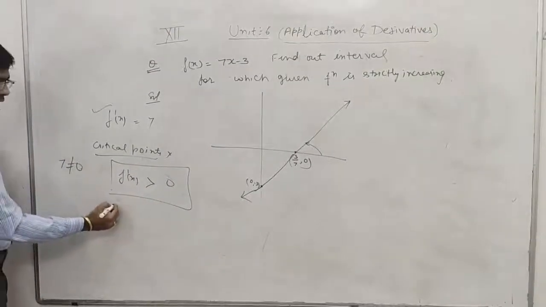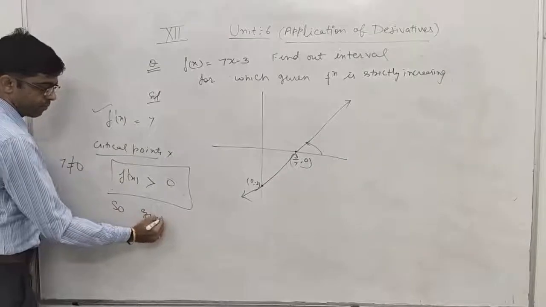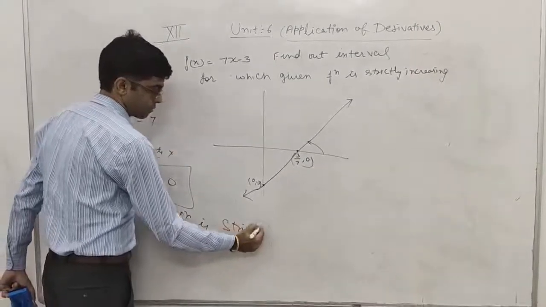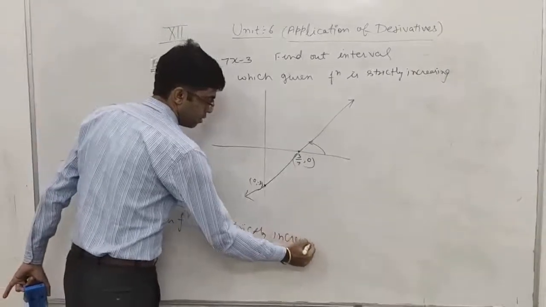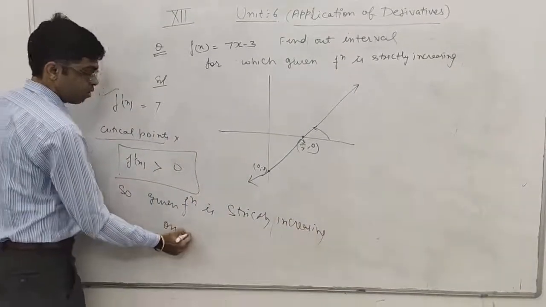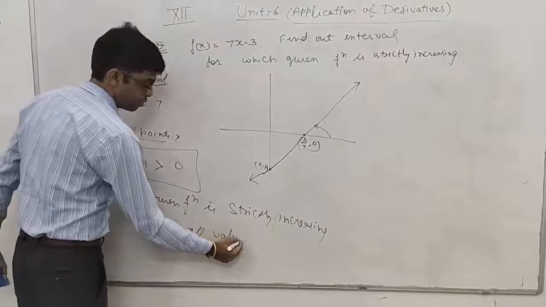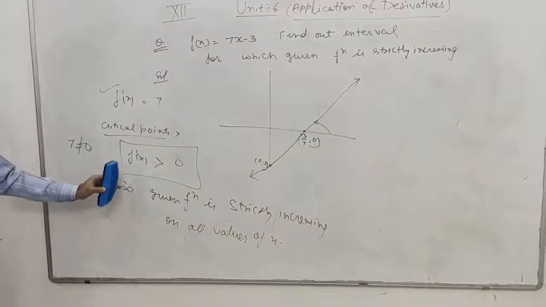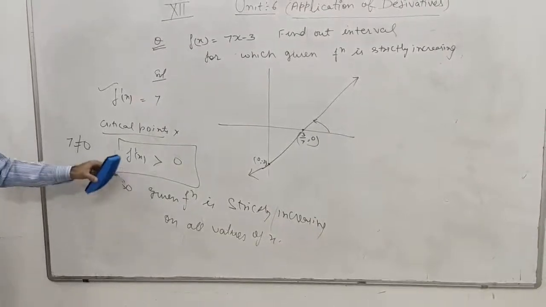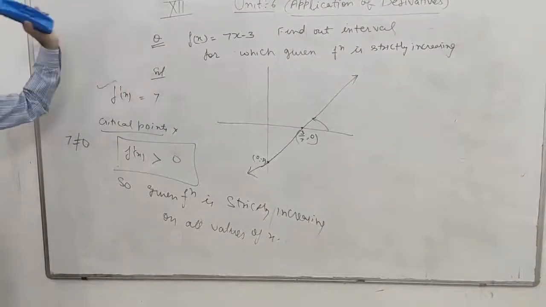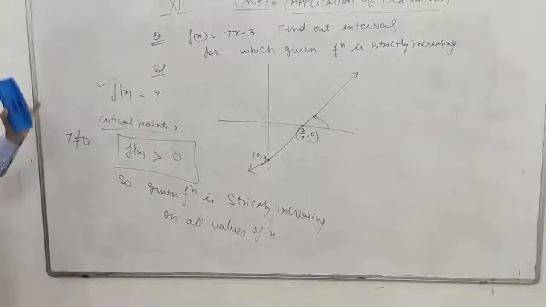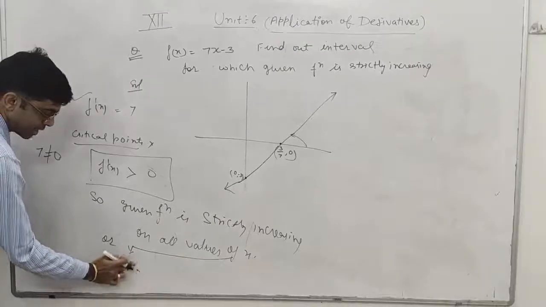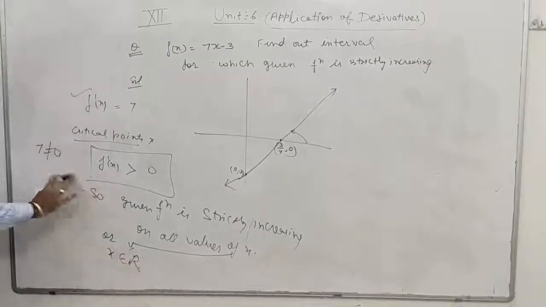So we can write that the given function is strictly increasing on all values of x. Whatever value of x it may be, this function will remain increasing throughout. All values of x means x belongs to all real numbers.